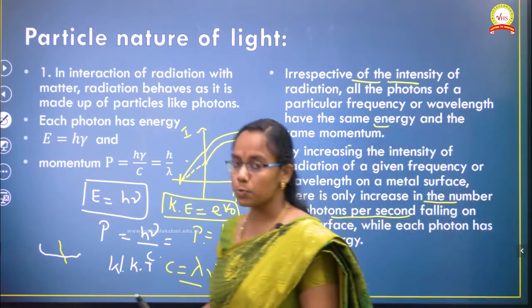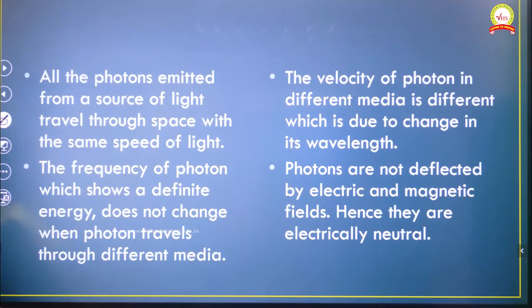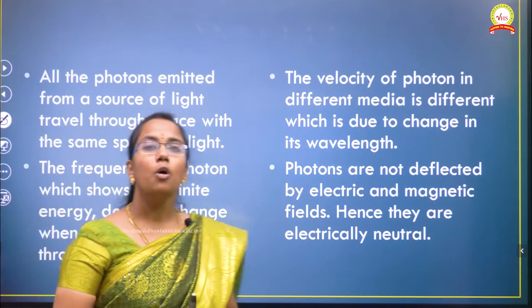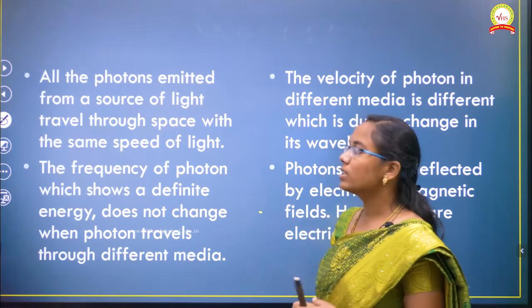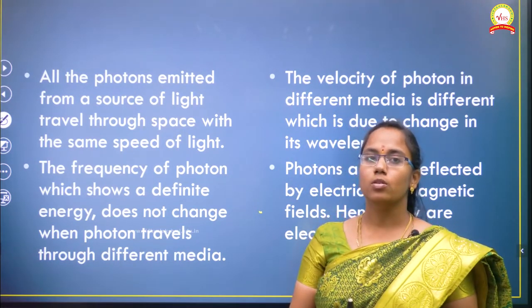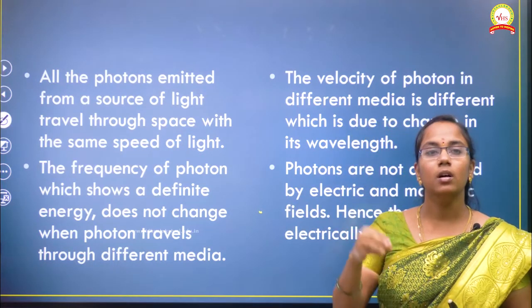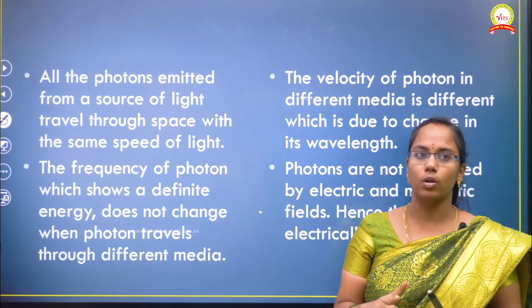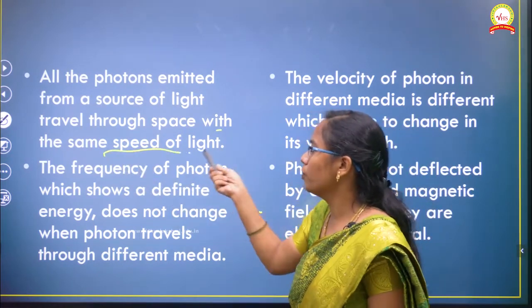Then moving on to the next property, all the photons emitted from a source of light travel through space with the same speed of light. So all the photons that are emitted from the source will have the same speed only, okay. That's the next point, same speed of light.